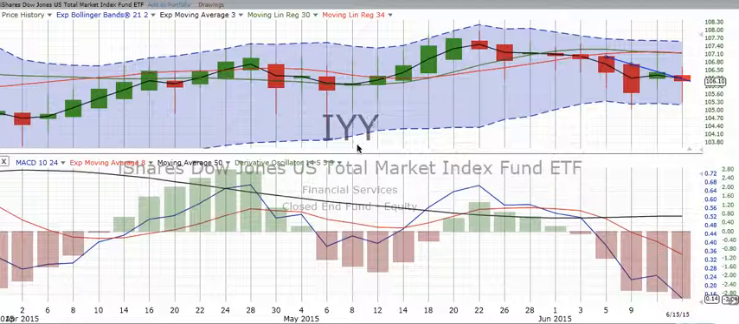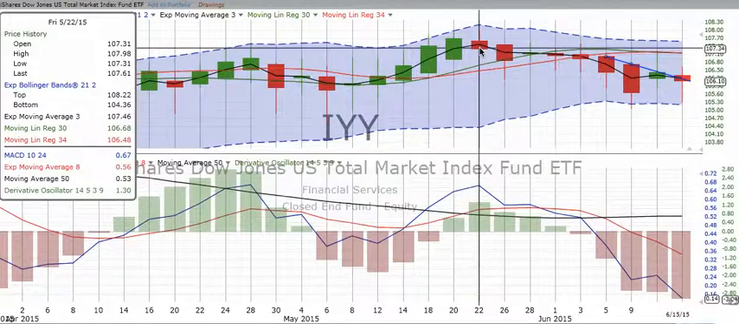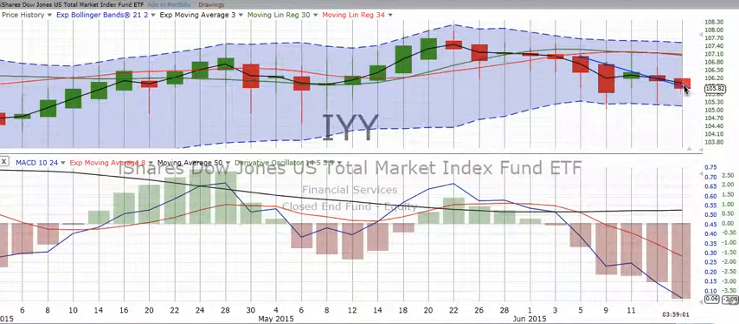Let's jump right into the charts. We always start with IYY. What do we see going on our charts? Well, we see a down move starting on the 22nd of May. It has continued. It actually continued even through today.